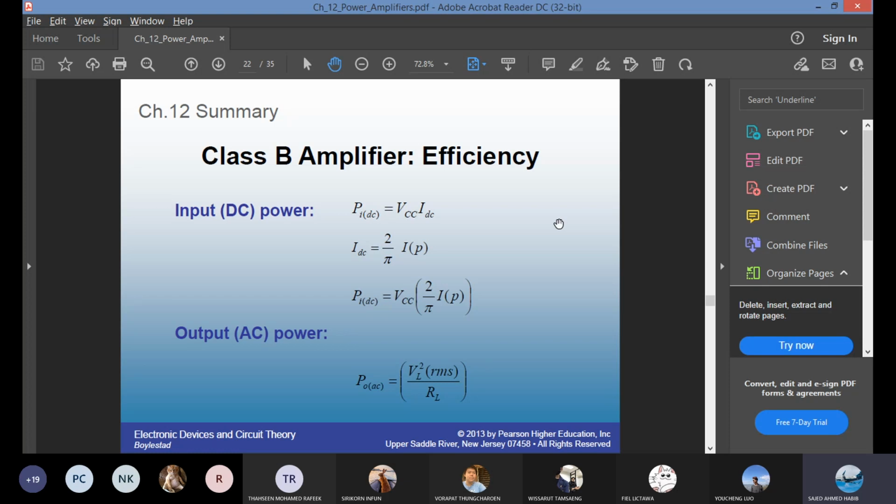So for the input power, we always define input power as DC power. It is coming from the DC source, VCC, multiplied by IDC, the DC level current.